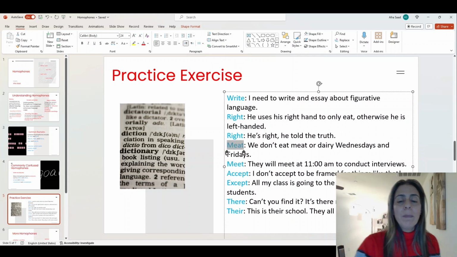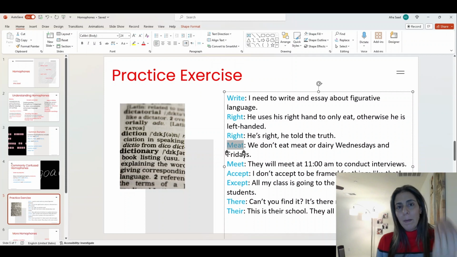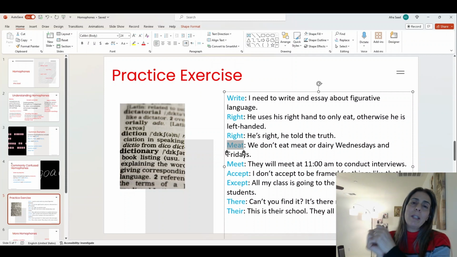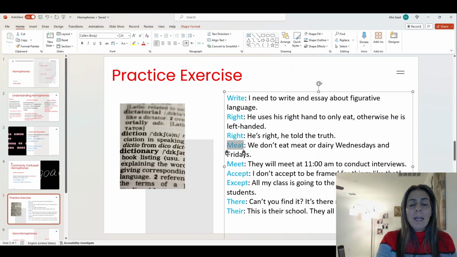Now we have meat and meet. This meat is the meat that we eat, like beef, or also the chicken could be called meat. It's poultry. Poultry is another word for meat that combines meat and chicken, because sometimes we refer to meat as beef and we refer to chicken as chicken, but poultry brings both together. Now, meet here is the one that we meet. So the meat here is the meat that we eat.